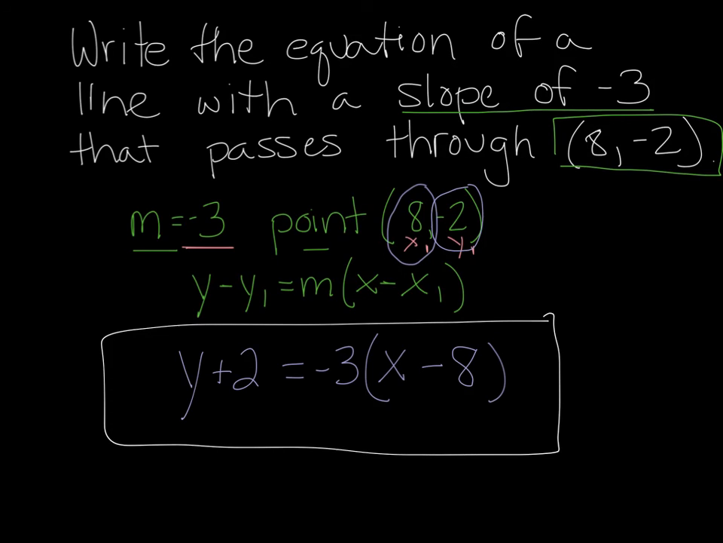You have to write the line based on the information you're given. Sometimes you'll be given a point and the slope, so then you'll use this form right here. And sometimes you'll be given the slope and the y-intercept, so you'll use the other form, y equals mx plus b. Okay? I want you to just write a quick sentence about your feelings about this lesson.